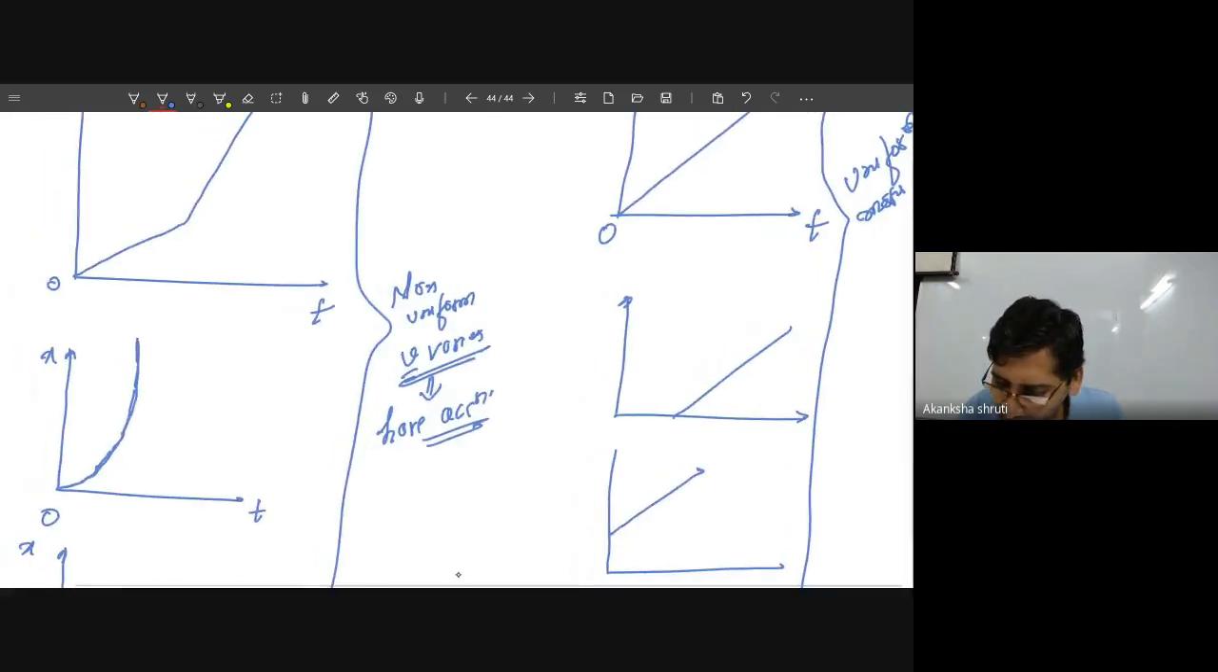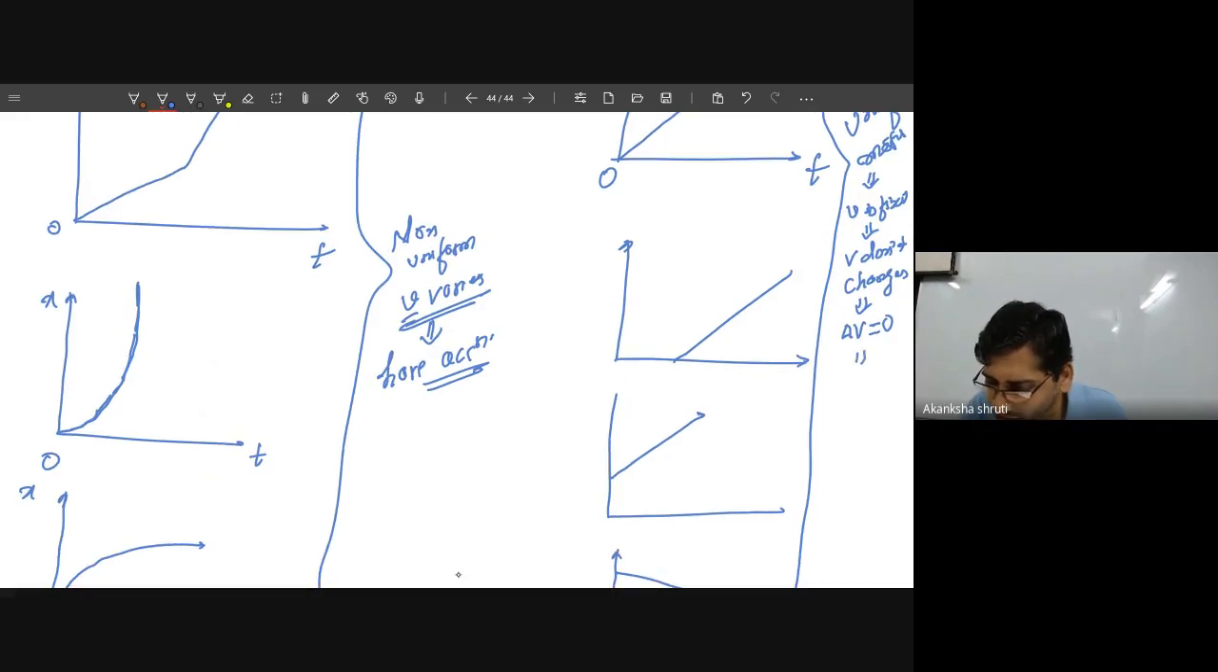V is not varying, or speed is fixed. That is, V does not change. So when V does not change, is there a change in velocity? No, it becomes zero. So in this case, acceleration is zero. No acceleration. So this way we can predict the acceleration also.